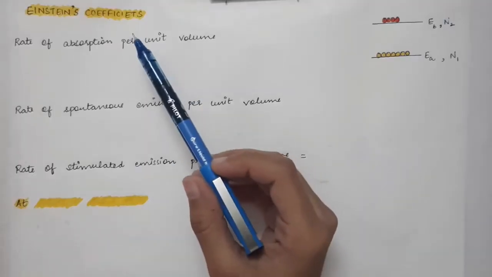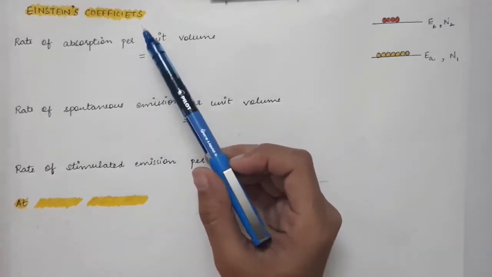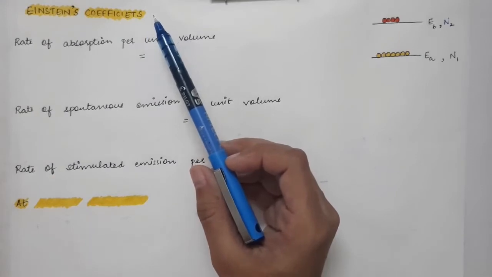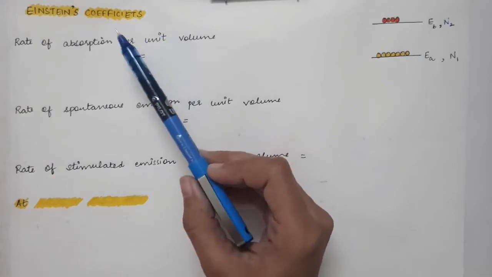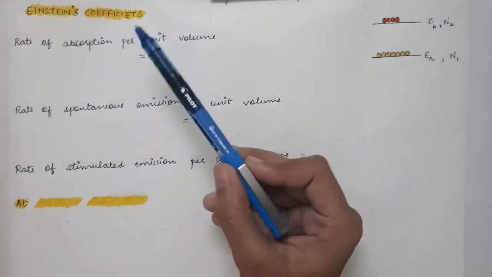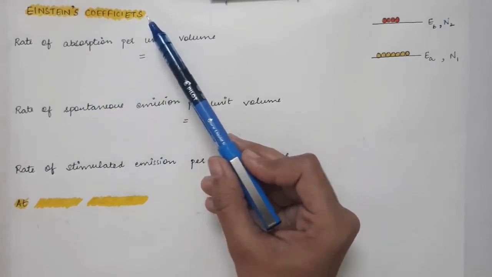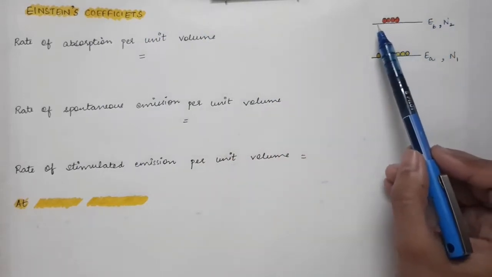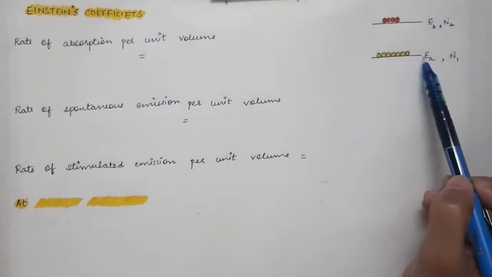So Einstein, during the derivation for the case of a two-level oscillator, came up with three coefficients which are known as Einstein's coefficients. So in this lecture we are going to discuss these coefficients. Firstly, what we saw in the previous lecture is that there is a two-level oscillator.